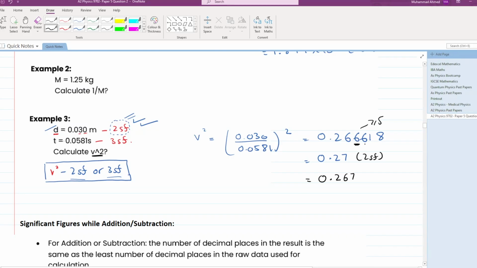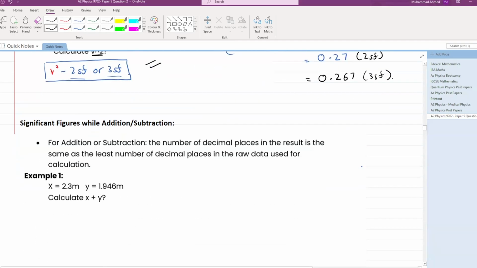2.67. Why? Because the fourth significant figure is also greater than 5. You will add a 1 in the third significant figure. This is still 3SF. Simple. Is there anything that I want to tell you further? No, I guess that's it. So this is how you write till 2SF or 3SF, or this is how you determine the number of significant figures when you are either multiplying or dividing.